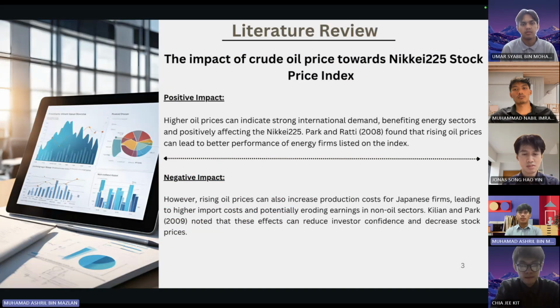Thank you, Kit. The first variable that we identified to have a relationship with the stock price index is the crude oil price. Basically, we did a journal review and read some of the journals, and this is the relationship that we anticipate between the crude oil price and the stock price index. First of all, it is going to have a positive impact. Then after digging into another journal, by Kilian and Park 2009, we anticipate that it is going to have a negative impact. So I will pass to Jonas.